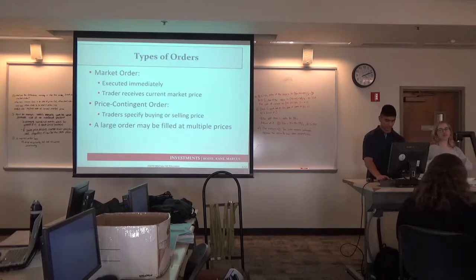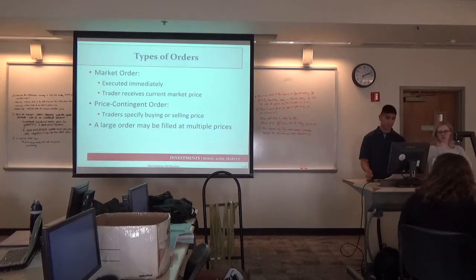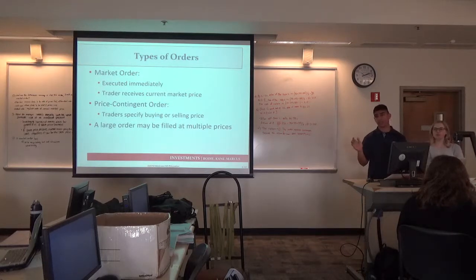And then moving on, there are market orders and price contingent orders. Market orders are executed immediately, so whatever the price is at that time, that's the price it's going to be traded at. And for price contingent orders, traders specify buying or selling prices. Basically they can say that when a certain stock rises to a certain price, or falls to a certain price, that's when we have to trade it.